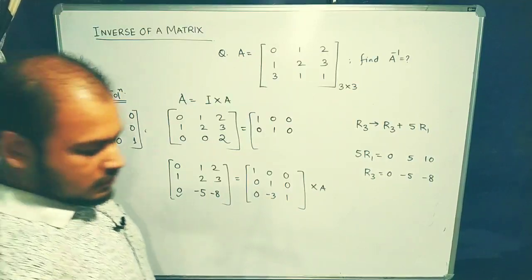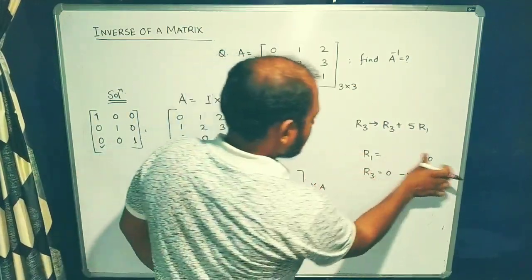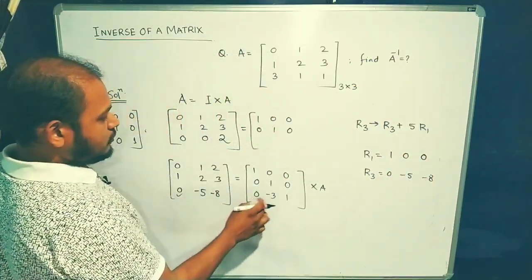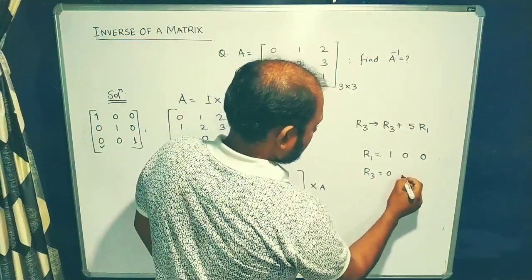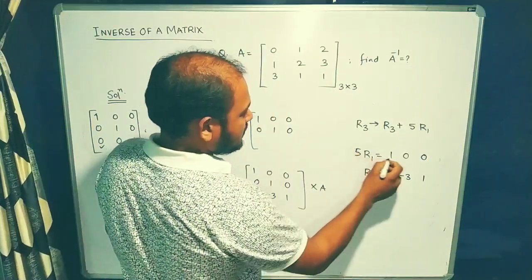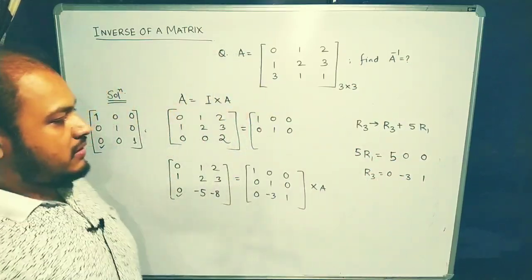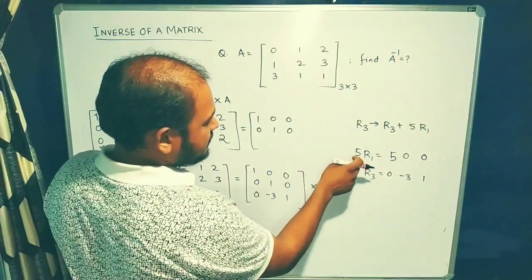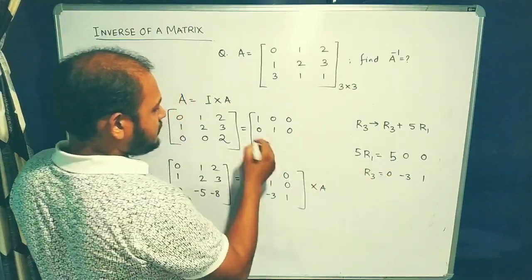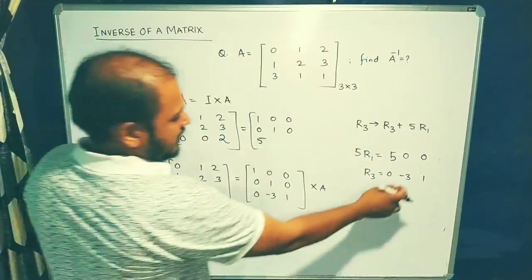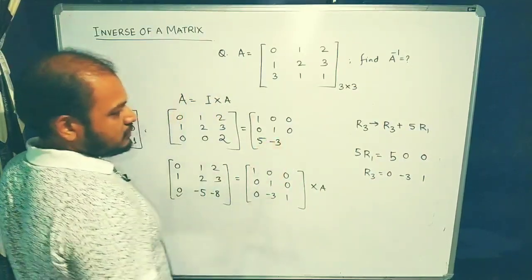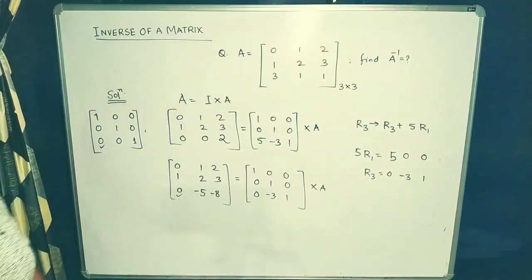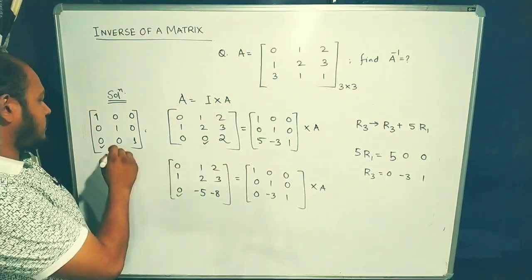And look at the third row. On the right hand side, the first row is 1 0 0, 1 0 0. The third row is 0 minus 3 1, and 5 times R1 is 1 into 5 is equal to 5, and 0 into 5 is 0, 0 into 5 is 0. So in the third row we have R3 plus 5 R1. So 0 plus 5 is 5. Then minus 3 plus 0 is minus 3. Then 1 plus 0 is 1.